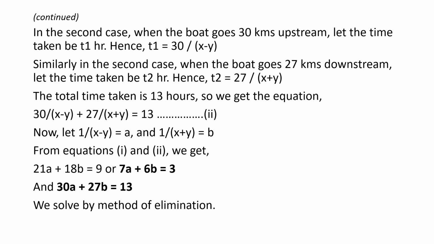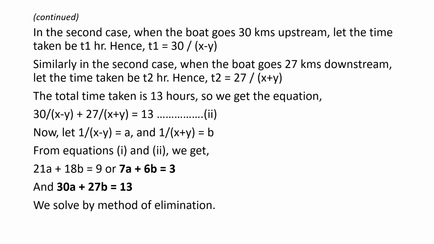Time is distance upon speed, and since it is upstream, the speed is x minus y. So t1 is 30 upon x minus y. In the second case, when the boat goes 27 kilometers downstream, let the time taken be t2 hours. So again t2 is equal to 27 upon x plus y because it is downstream. Total time is 13 hours. So 30 upon x minus y plus 27 upon x plus y is equal to 13.